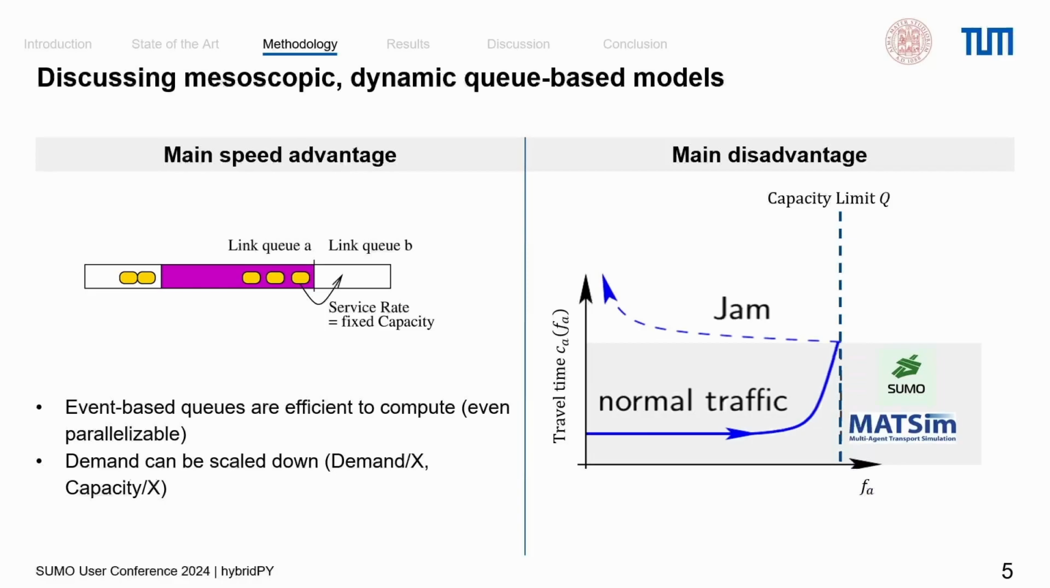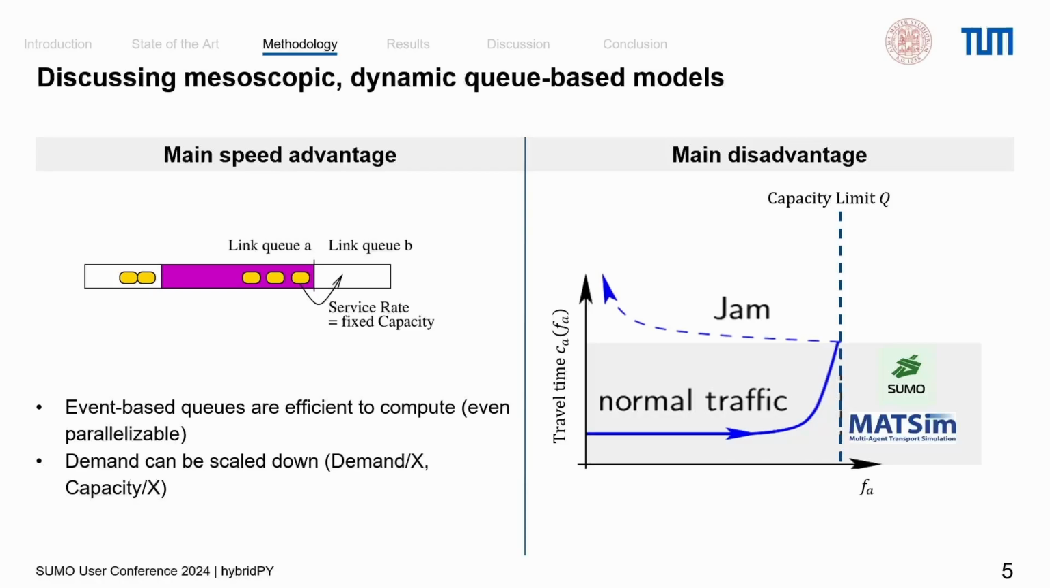So if you know the fundamental traffic diagram, it only models the stable part. In other words, if the traffic flow is increasing, it models the traffic flow up to a certain point, up to the capacity limit, and then the model stays there, no matter how many vehicles come in.